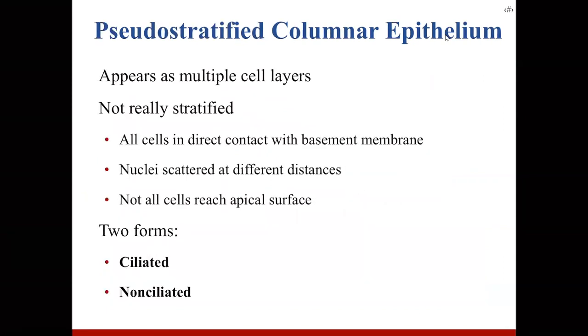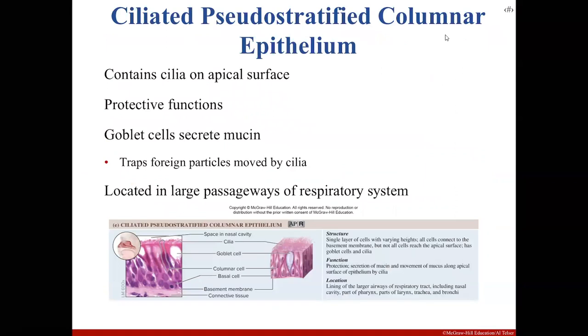Okay, pseudostratified also has two kinds, ciliated and non-ciliated. I'm happy if you can recognize pseudostratified. Okay, so if you look at this, this is a good picture to look at. Okay, so here's the bottom. Everybody's touching the bottom, but not everybody's going all the way to the top. So like this one stops here, but these go all the way up. Okay, so they're going to protect and they're going to secrete. Okay, so respiratory system.